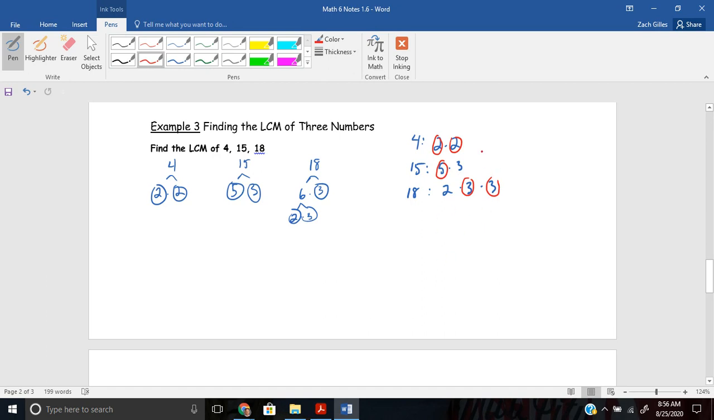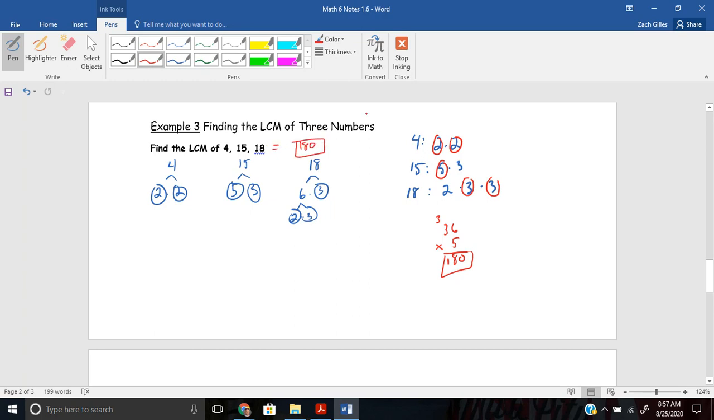Now I'll multiply my circled factors. So 2 times 2 is 4, times 3 times 3 would be 9. So 9 times 4 would give me 36. And then 36 times 5, that gives me 30, carrying my 3. 15 plus 3 would be 18. 180. So the LCM of these 3 numbers is 180.